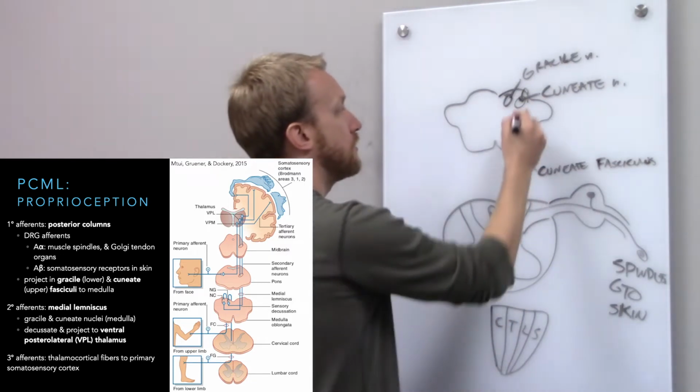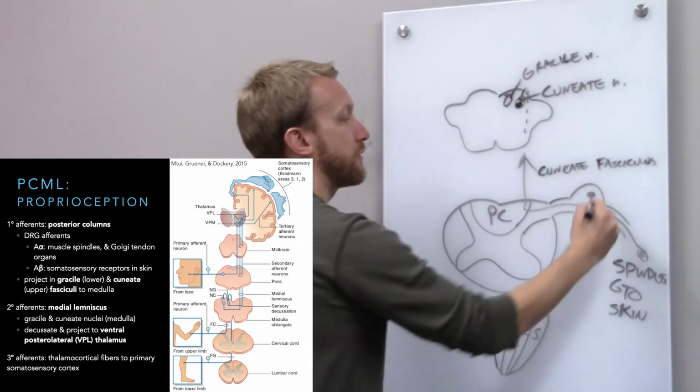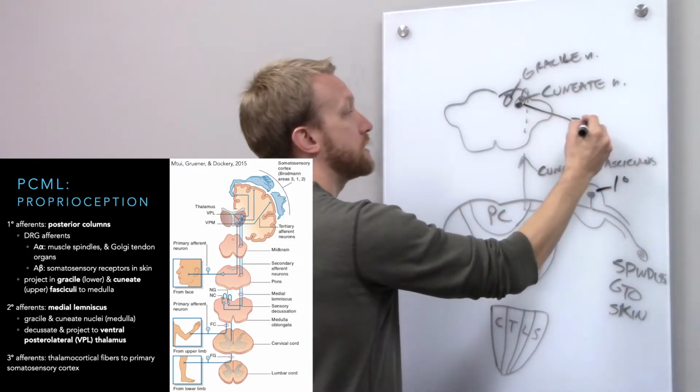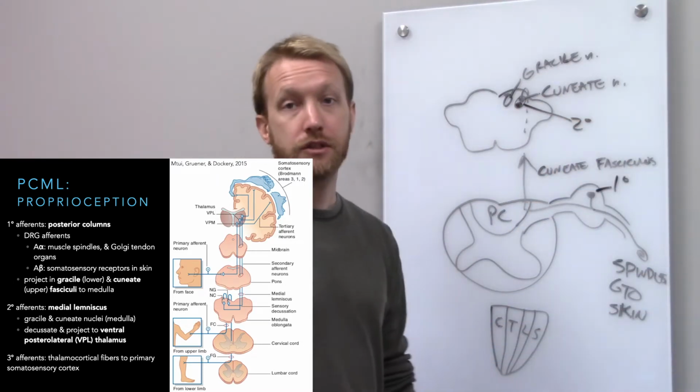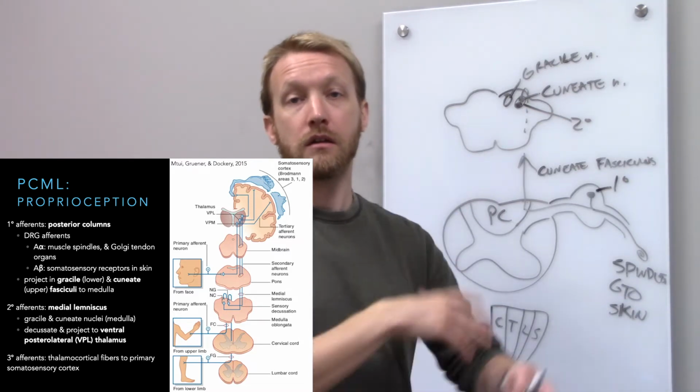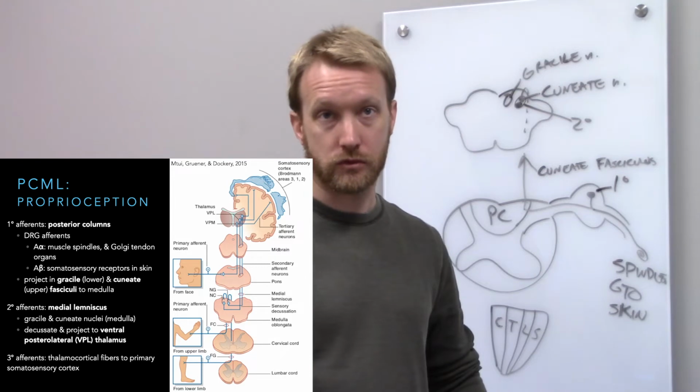And now we've got our secondary afferent. Primary in the dorsal root ganglion, secondary somewhere in the medulla, either cuneate or gracile nuclei depending on where you are in the body. Upper limb versus trunk and lower limb.